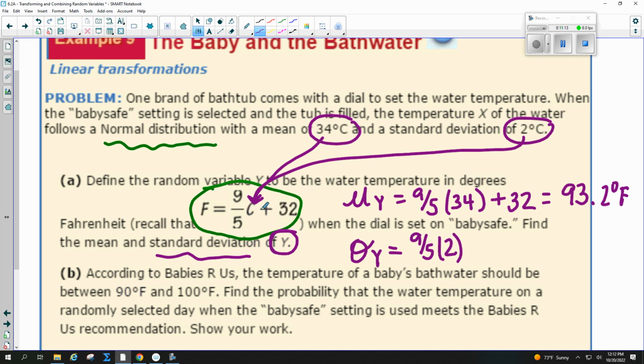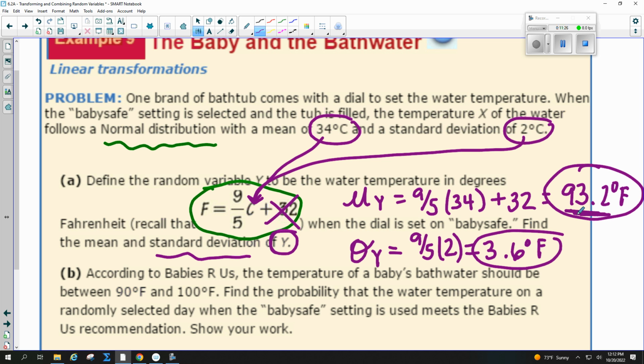No. Just don't do that part, right? You just don't do that part of the formula. Do not add or subtract to the standard deviation. So I get 3.6 degrees Fahrenheit. What does this mean? Here's my average temperature that the bathtub is supposed to be, and this is how much we're typically off by on any given day.